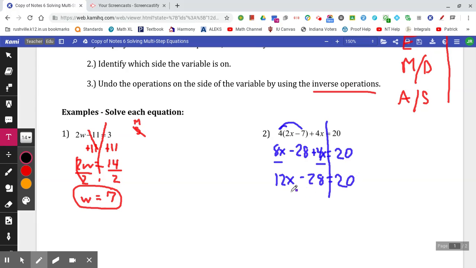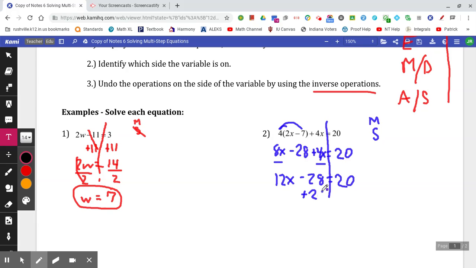Now we identify is the variable on the left-hand side or the right-hand side. And here it is on the left-hand side. What are we doing to the variable? Well, we are multiplying it by 12 and we are subtracting 28. So once again, we have multiplication and we have subtraction. As we work to solve this, as we work to undo, we have to work backwards. So we have to get rid of the subtraction before we can get rid of the multiplication. So the way that we get rid of subtraction is by addition.